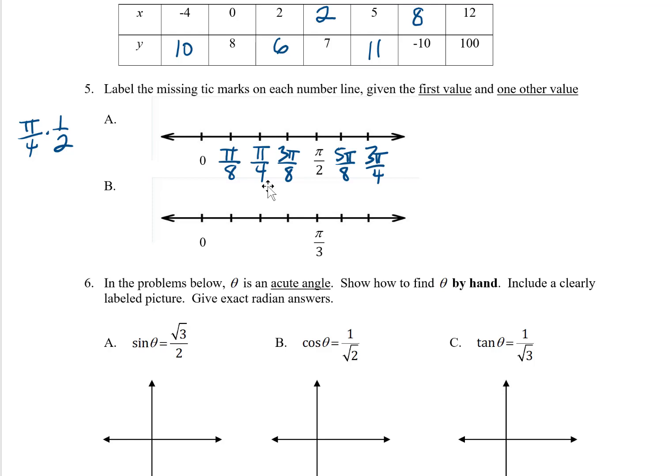I can do the same thing in letter B. Pi over 3 here, half of that would be pi over 6. Half of that would be pi over 12. Now I know I'm counting by pi over 12s. So I've got 1 pi over 12, 2 pi over 12, 3 pi over 12. Now 3 pi over 12 reduces to pi over 4. 4 pi over 12, which has reduced. Next would be 5 pi over 12. And then 6 pi over 12 reduces to pi over 2. And I've filled in my number line.